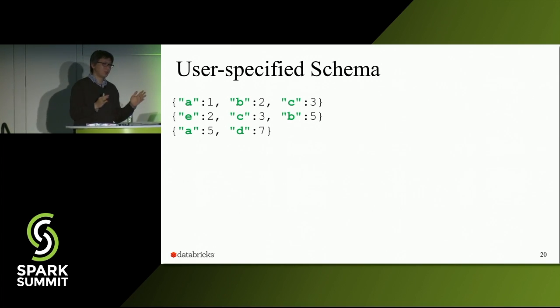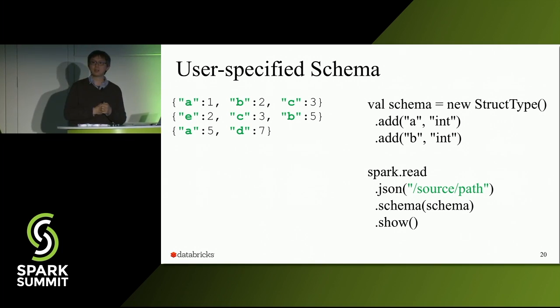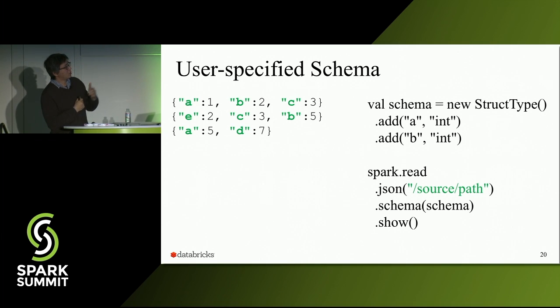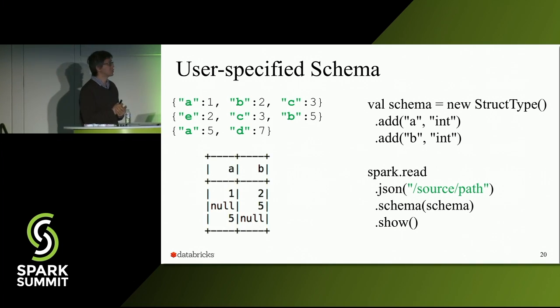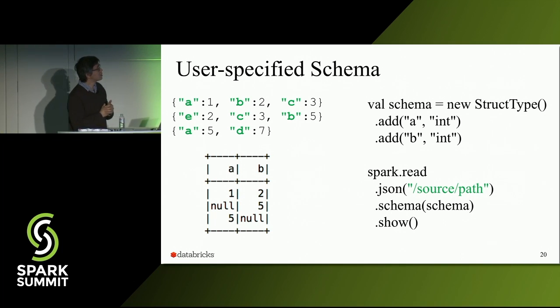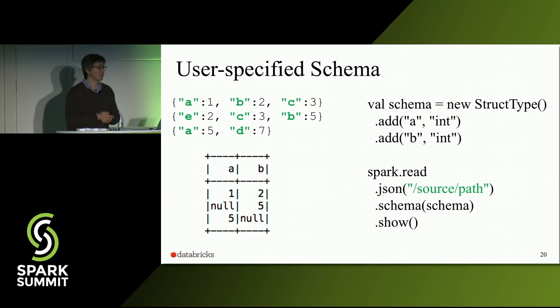And maybe some of them you don't care. So you can define your own schema, and pass it to our data reader API. Here we add a column A, column B. You specify the data type. Okay, after that, it returns just 2 columns. And see, in the second row, A does not exist, so we just fill that with null automatically.